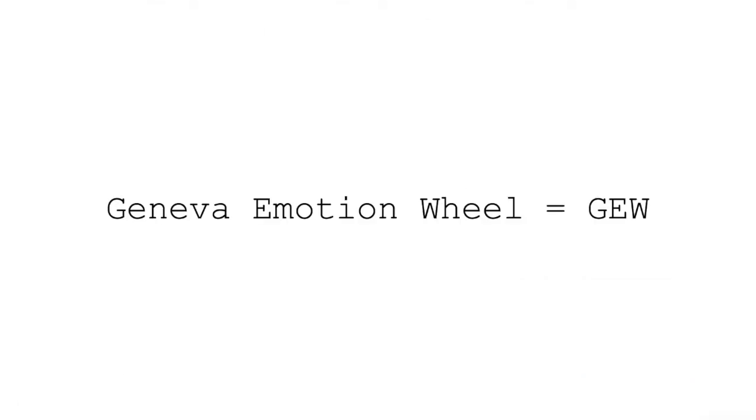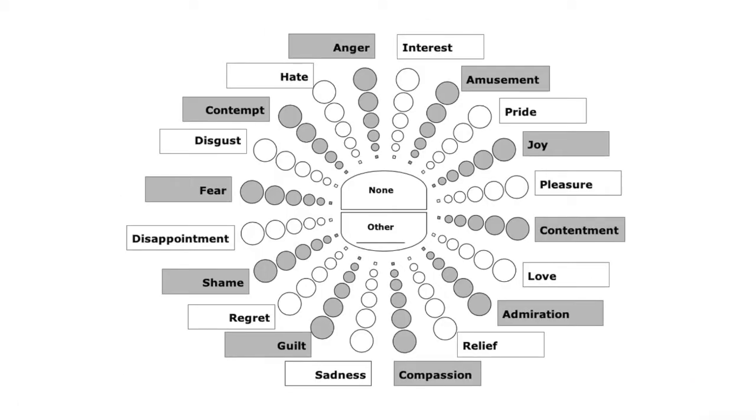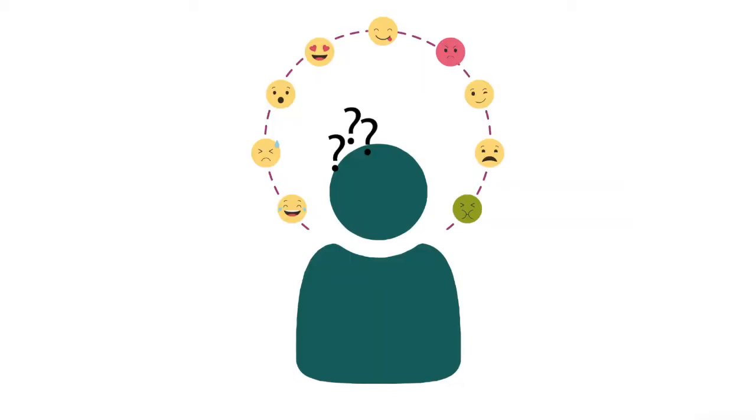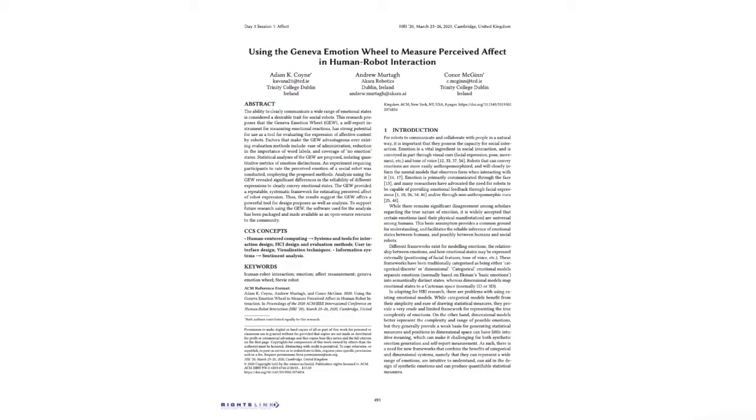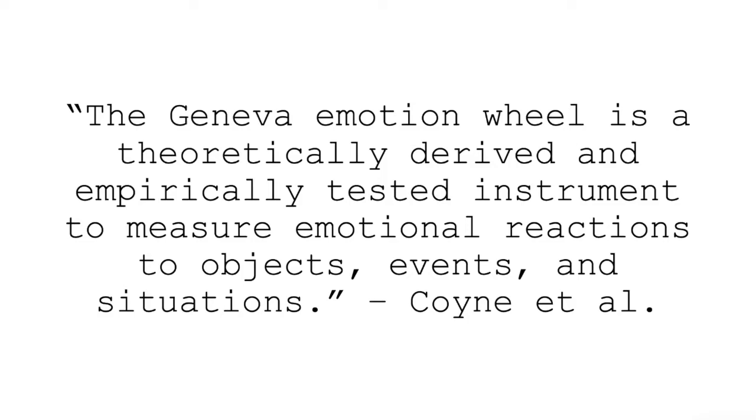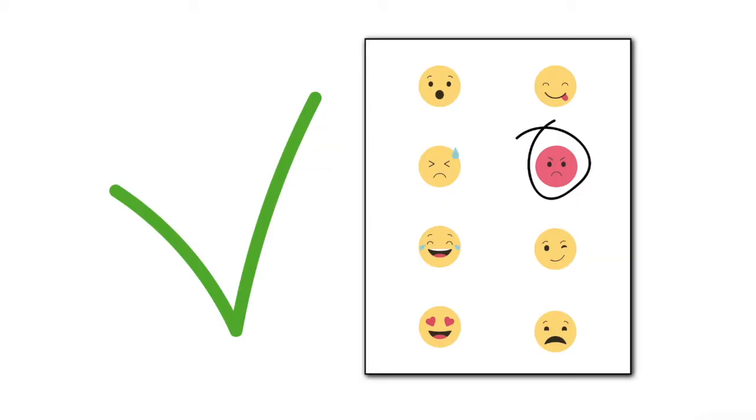The Geneva Emotion Wheel is a visual tool used for self-reporting emotions. According to the paper by Coyne, the Geneva Emotion Wheel is a theoretically derived and empirically tested instrument to measure emotional reactions to objects, events, and situations. This means that it is a verified tool that enables the documentation of emotions.